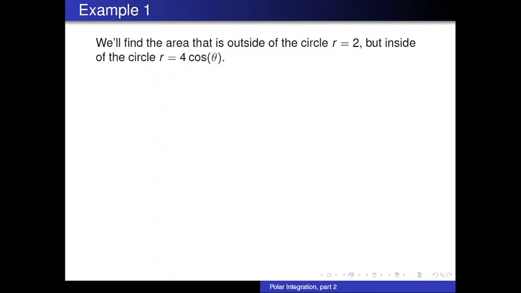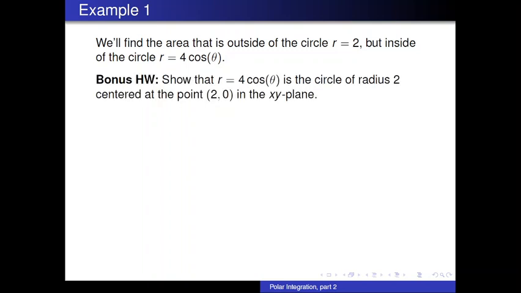We'll find the area that is outside of the circle r equals 2, but inside of the circle r equals 4 cosine of theta. Wait. I thought that circles in polar coordinates had this form r equals constant. What is this circle r equals 4 cosine of theta? Well, we saw that circles centered at the origin have the form r equals constant in polar coordinates. But this circle, r equals 4 cosine theta, is a circle that is not centered at the origin.